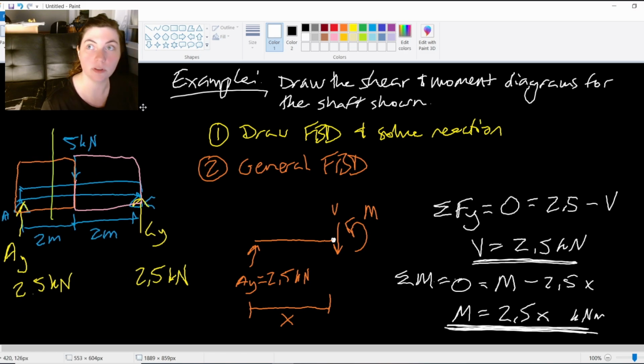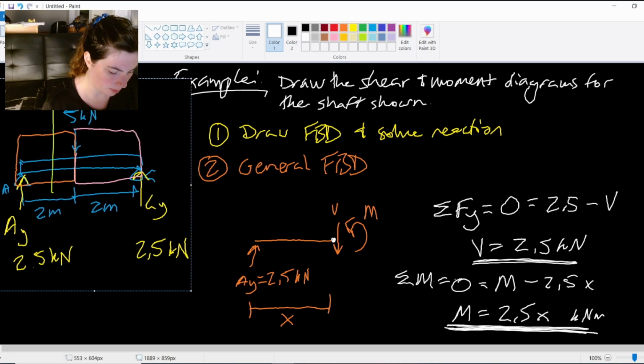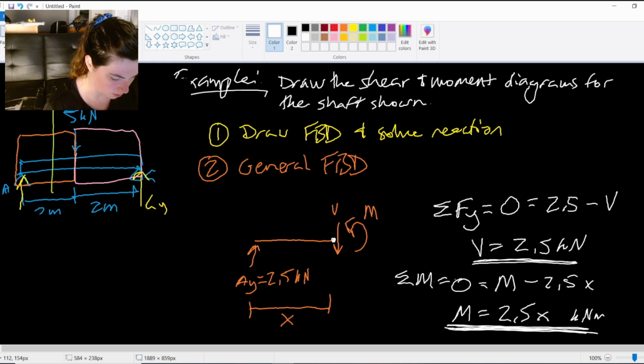Move him up a little bit. Yeah, if I move him up, I can pull in my shear and moment diagrams that I'm going to draw. Okay, so if I draw them right underneath here, draw my lines kind of down to give myself a path to work with.